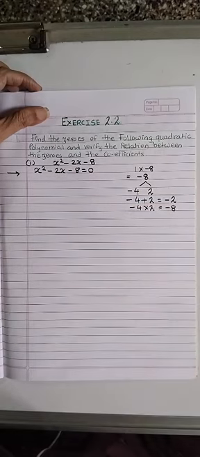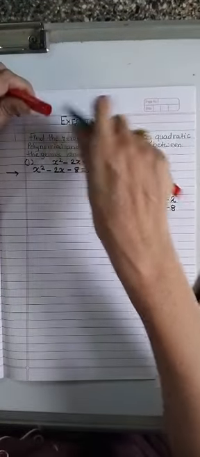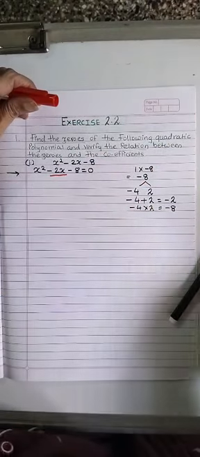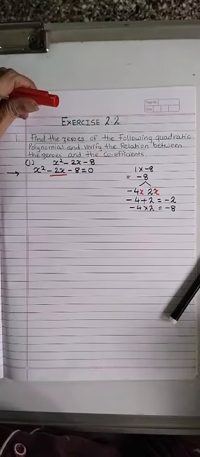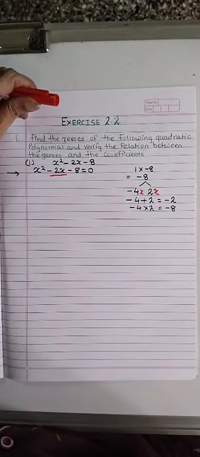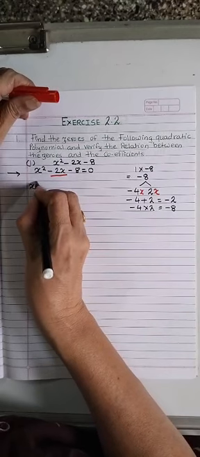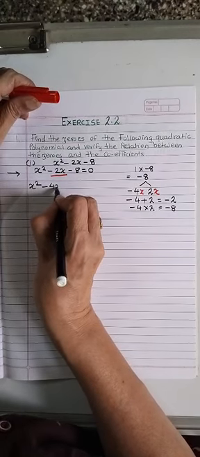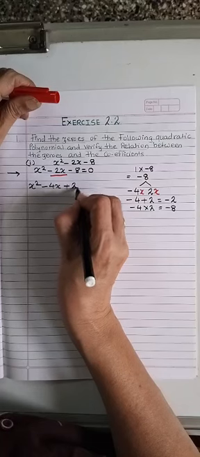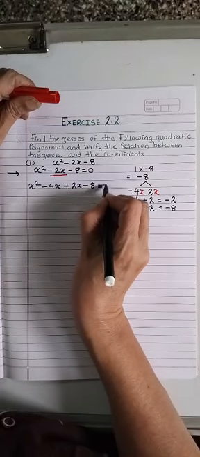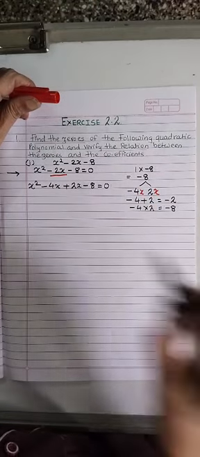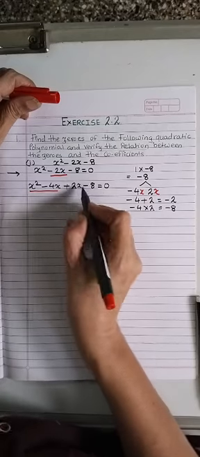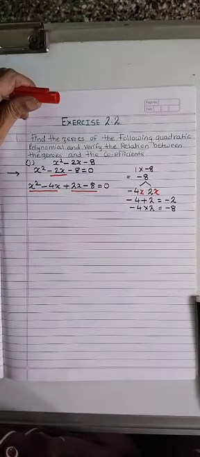Therefore, now we will remove the middle term, that is minus 2x, and we will replace it with the two new factors, that is minus 4x and plus 2x. So x square minus 4x plus 2x minus 8 is equal to 0. Now we are going to underline the first two terms and separately the last two terms.